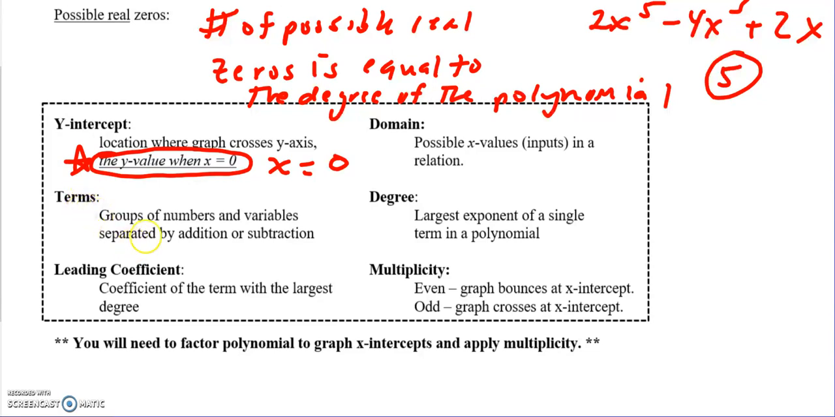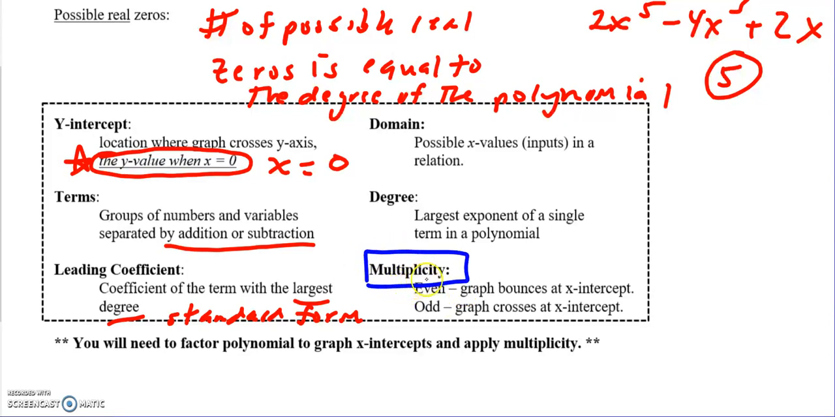The number of terms we've already talked about is the groups of numbers and variables separated by adding or subtracting. The lead coefficient is the coefficient of the term with the largest degree, and so that also leads me to say it's a good idea to consider putting every one of your polynomials in standard form still. The domain is every possible x value, range is every possible y value. The degree, as we talked about earlier, is the largest exponent, and the last thing, multiplicity, represents if a graph either bounces at the x-axis or goes through the x-axis. And it has to do with the powers that are on there. And we'll get into that in a little bit more detail.